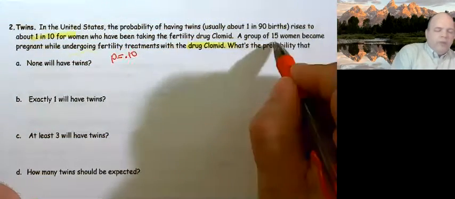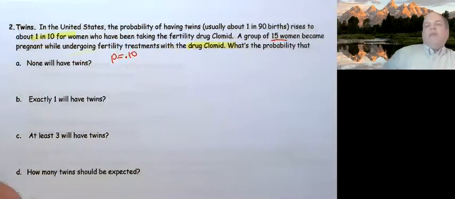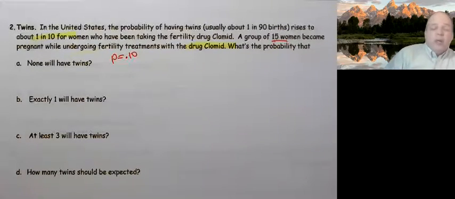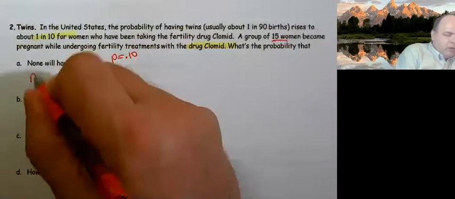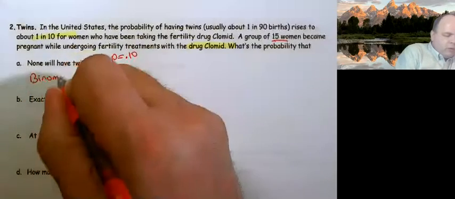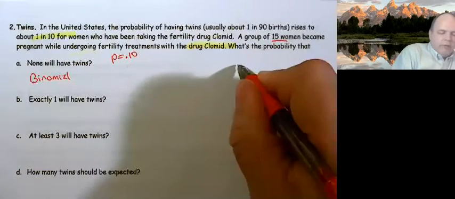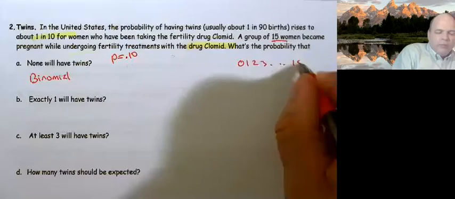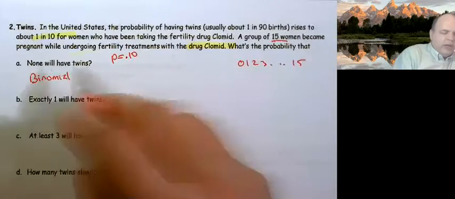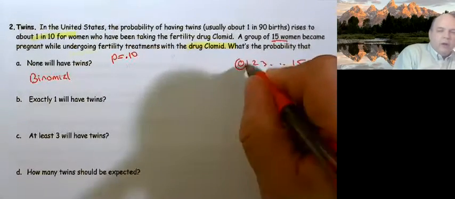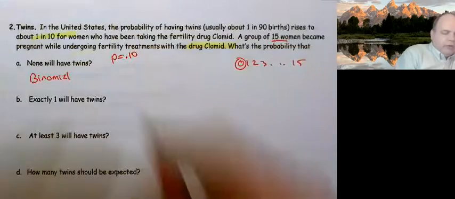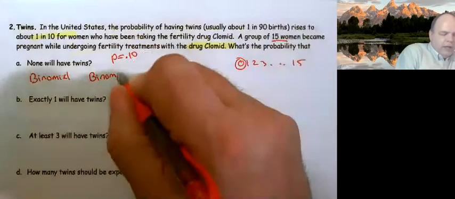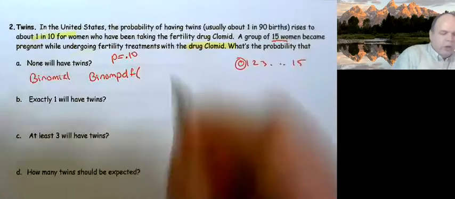Now we have a group of 15. Because we have a specific number, a specific size group or a specific number of trials, this is a binomial. And we could have 0, 1, 2, 3, all the way to 15. But in this case, they want none. Well, that's a singular value. So this means this is a binomial PDF because it's a singular value.